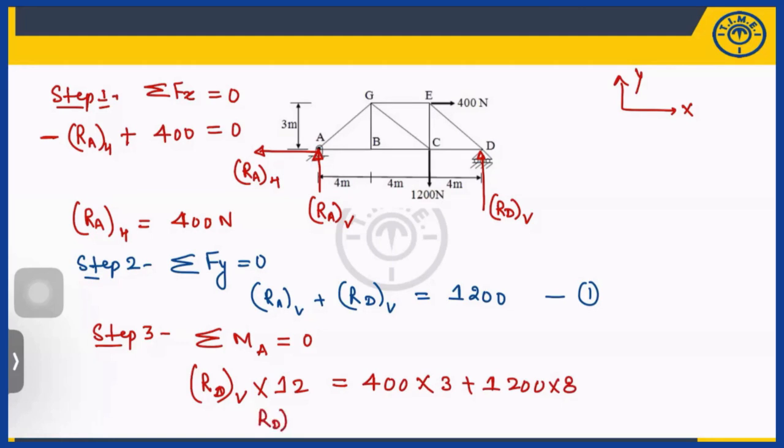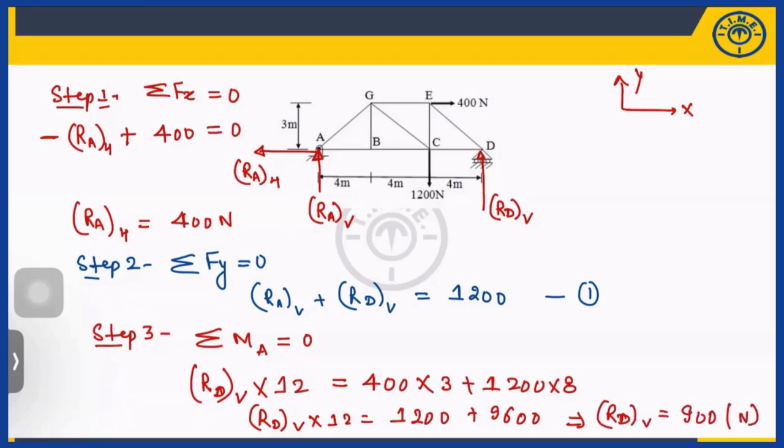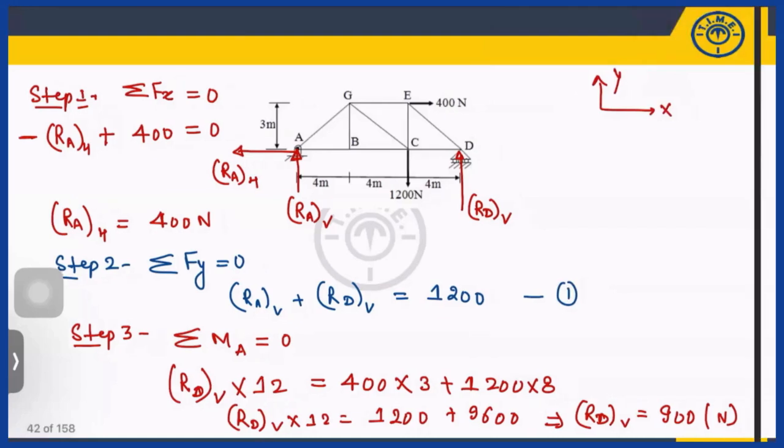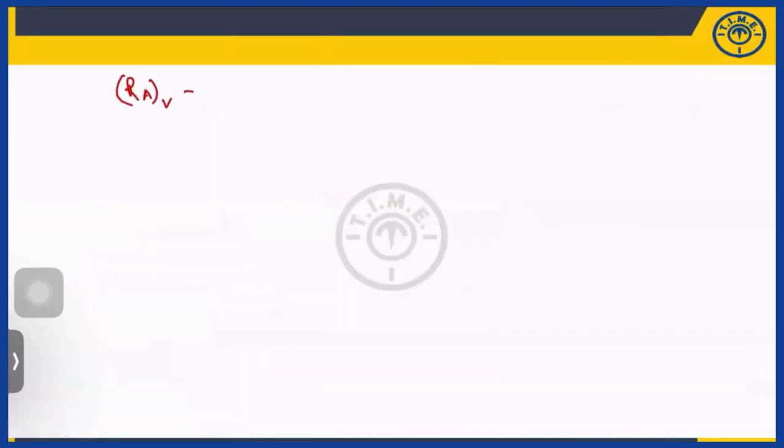So what is this value? RDV into 12 is nothing but 1200 plus 9600. If you calculate, RDV is nothing but 900 Newton. So you got the reaction at point D in the vertical direction as 900 Newton. If you use the first equation, you will get the reaction at A in the vertical direction also. What will be the value? We calculate RAV plus RDV is equal to 1200, so this value is 300.